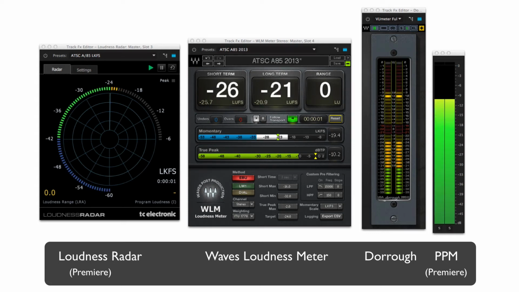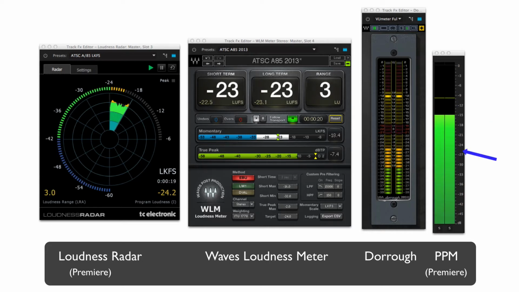Here I'm showing the same audio through 4 different meters. The one on the right is the peak program meter in Premiere. The durometer is next to it. The PPM has a peak hold, which is the thin line displaying the peak for about 3 seconds, above the solid line, which is the peak content.